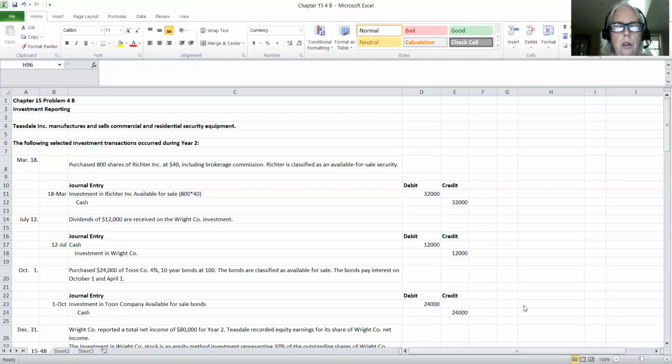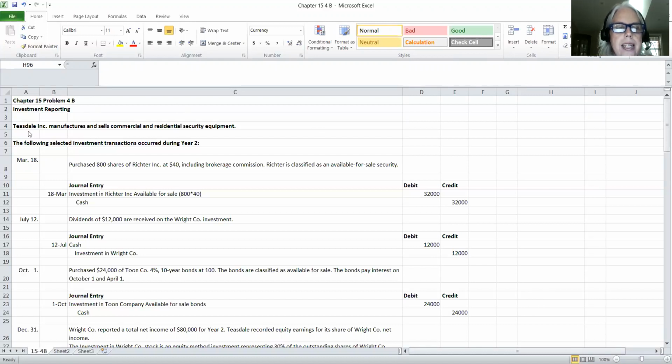Today's lesson will be Chapter 15, Problem 4B. You should be able to see the Excel spreadsheet that I prepared for this problem. This again is for Chapter 15, Problem 4B. We're going to be looking at investment reporting.